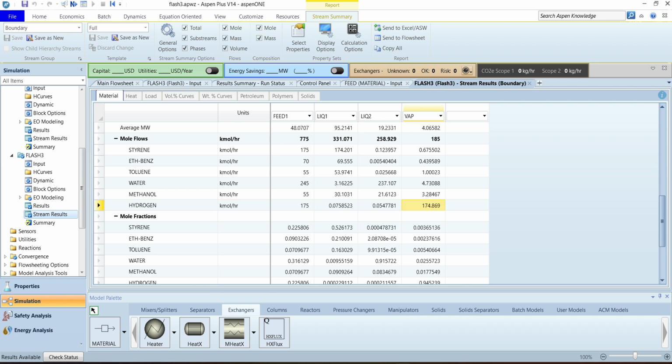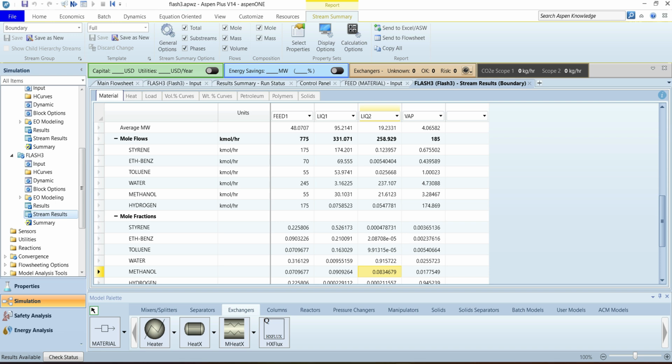Whereas in the aqueous phase, or the liquid 2 stream, the majority is water, 237 kilomoles per hour, and some of the methanol. Methanol has shown a split between all three phases: the organic phase, the aqueous phase, as well as the vapor phase. The aqueous phase is 91.5% water and almost 8.3% methanol, and only some traces of the other organic fractions. So this is how we can interpret different results from the Flash 3 block.